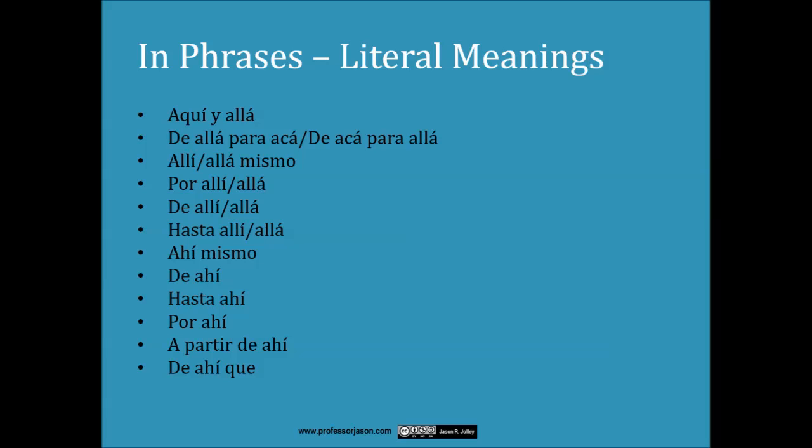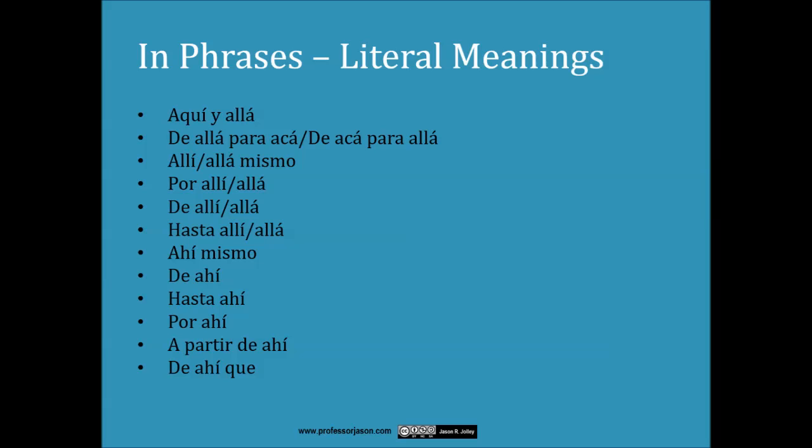Por ahí means around there somewhere. Por ahí kind of has an opposite meaning than ahí, because ahí generally means precisely in that location, whereas por ahí means somewhere around there. It's almost purposefully vague, right? If I say, ¿Dónde está José? And somebody doesn't really know, they might just say, no sé, está por ahí, or anda por ahí. He's around there somewhere, right?